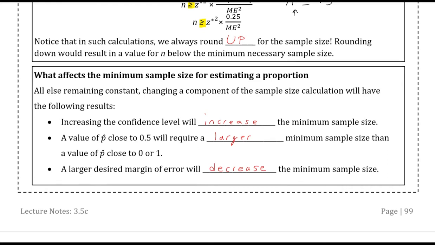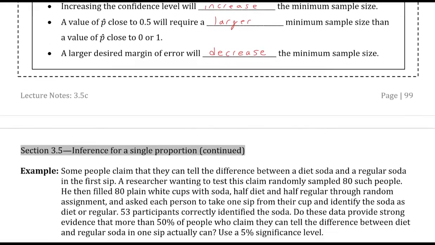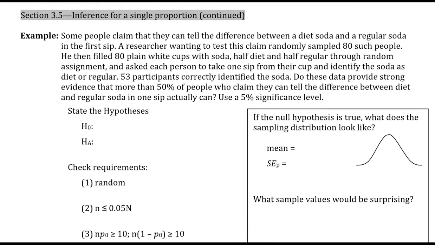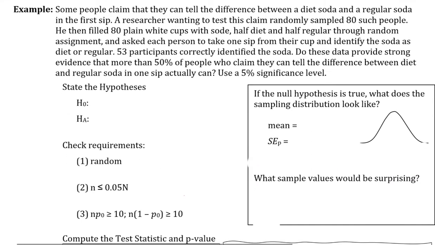Now, let's look at an example of dealing with a hypothesis test. Some people claim that they can tell the difference between a diet soda and a regular soda in the first sip. A researcher wanting to test this claim randomly sampled 80 such people. He then filled 80 plain white cups with soda, half diet and half regular, through random assignment, and asked each person to take one sip from their cup and identify the soda as diet or regular.